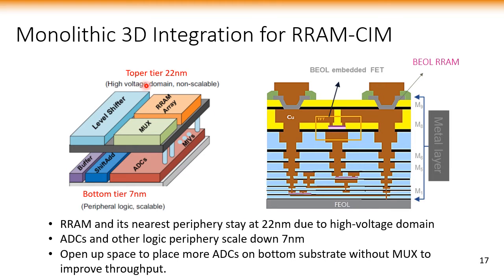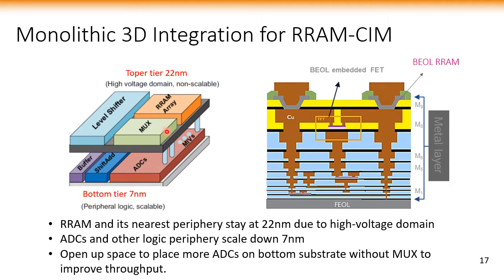The idea is very straightforward. Since we cannot scale the RRAM to a more advanced technology node, let's stay at the 22nm process, because we need those high voltage transistors in the level shifters to drive the RRAM for the write operation. But for the other peripheral logic, like the ADC, shift-and-add, and buffer, we can scale that to a more advanced node at 7nm. If we can have this partitioned design in a 3D fashion, then we can fully utilize the RRAM's benefits and also the benefit from the advanced logic.